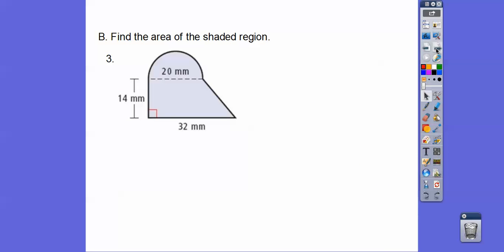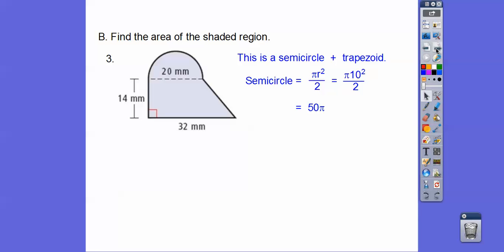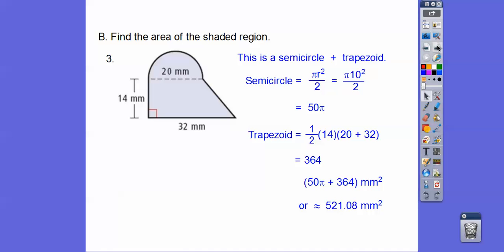All right, let's try another one here. So here we have another semicircle with a trapezoid, okay. So the semicircle is pi r squared divided by 2, so it's 50 pi. And the trapezoid is 1/2 the height times the sum of the parallel sides, 20 plus 32. Okay, so I get 364, so we're going to add those together, so there's our correct answer on that.